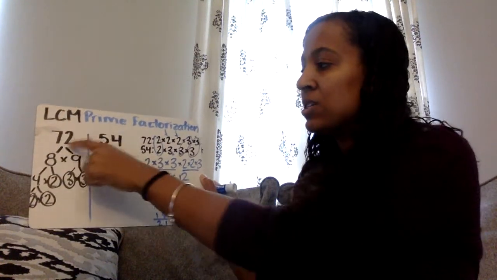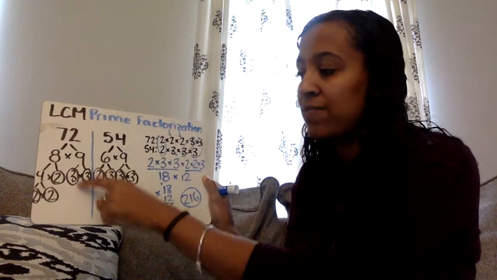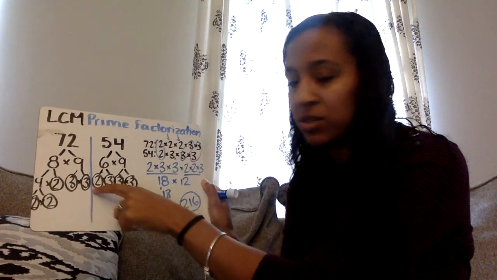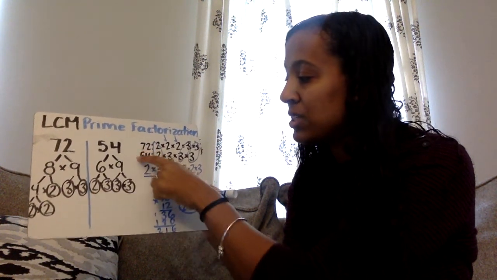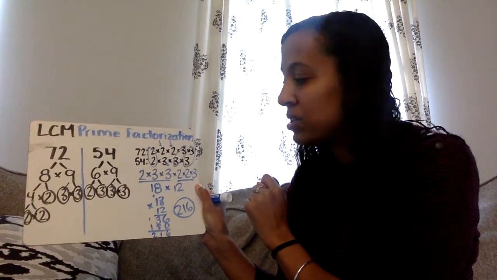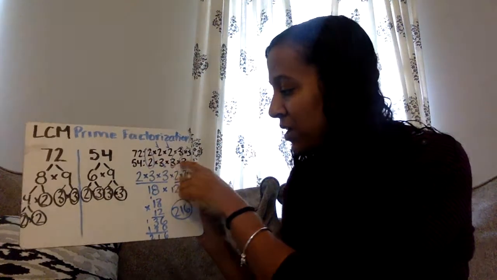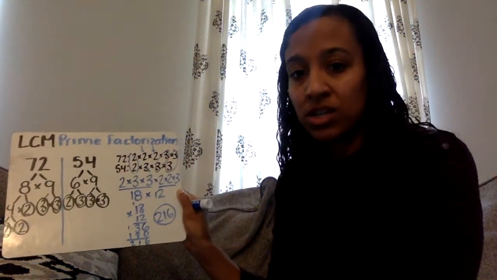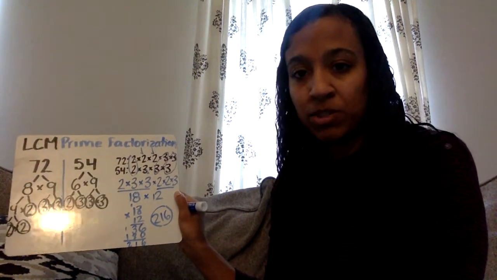Again, our steps. Step 1, find the prime factorization of both numbers. You keep factoring until you have all prime numbers. Step 2, list the two prime factorizations. And step 3, first find all the prime factorizations that are in common, multiply them once, and then multiply every other number that was not circled to get to our least common multiple.